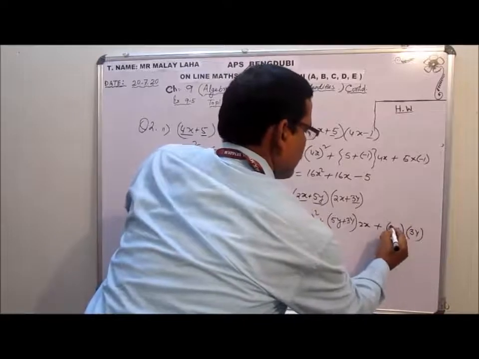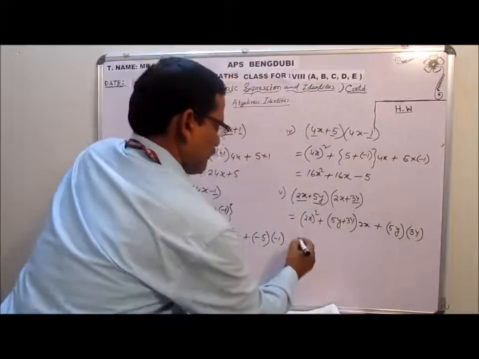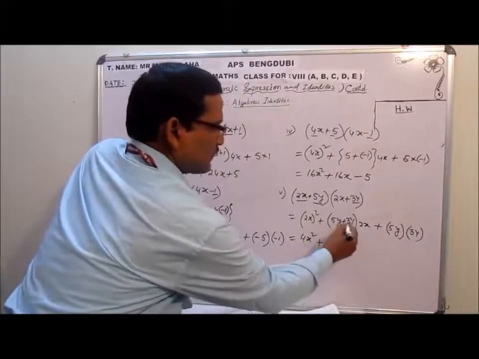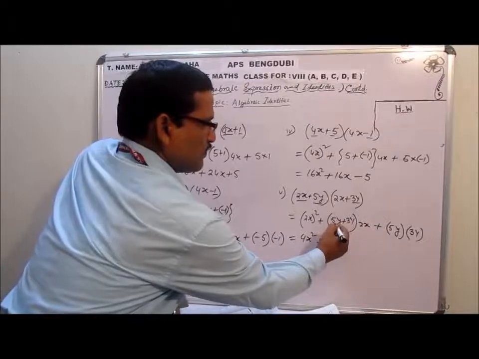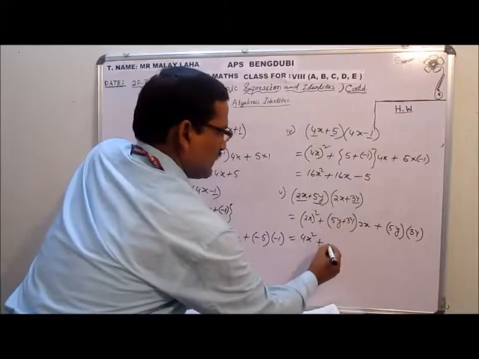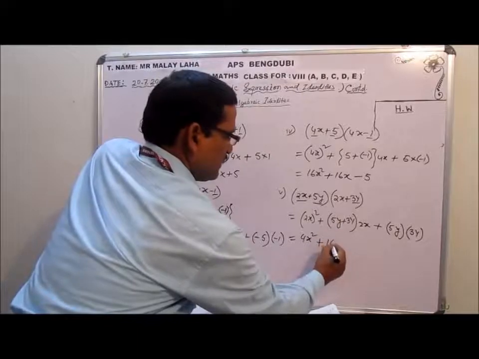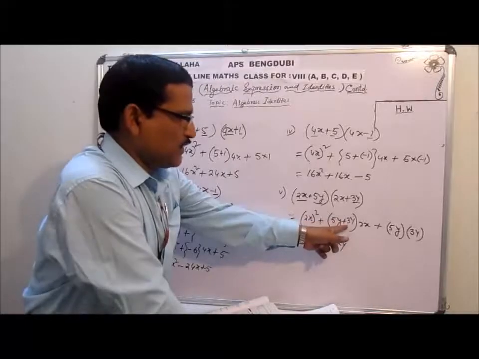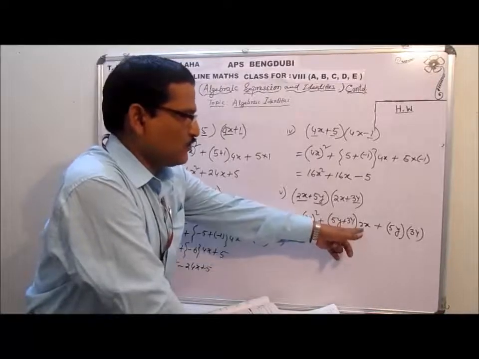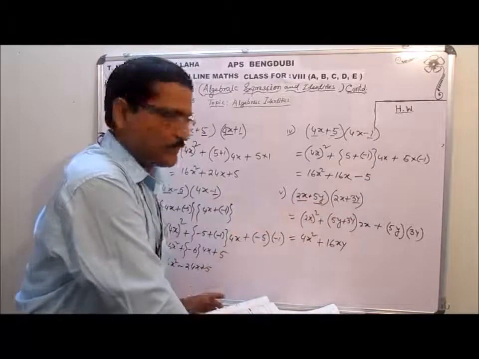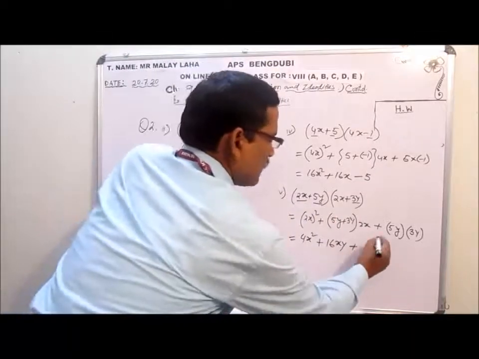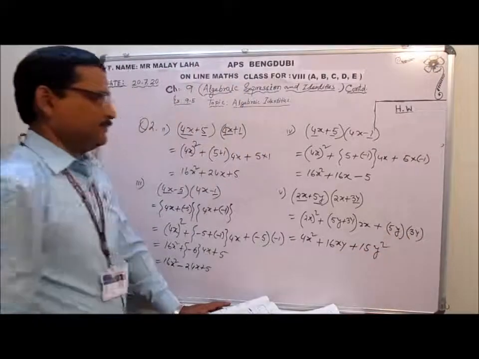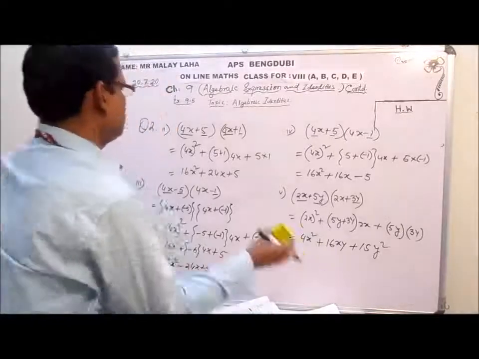5y into 3y. What am I getting? 4x square plus 3, 5 is 3y or 5y, 8y into 2x. What will we get? Right, 16xy. 3y plus 5y plus 3y, 8y into 2x, 2 8s are 16xy. Okay, plus 5 3s are 15y into y, y square. Got it? Now coming to the next.